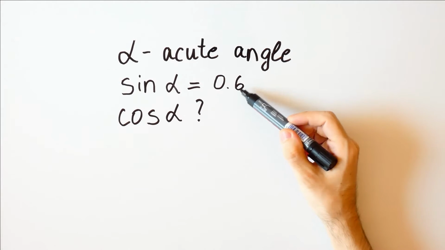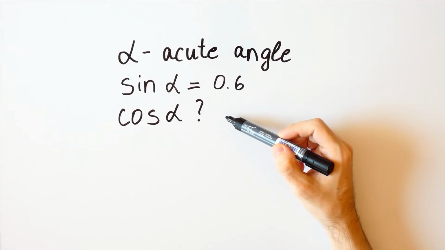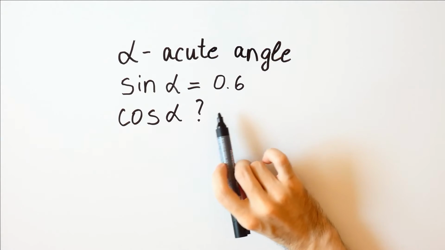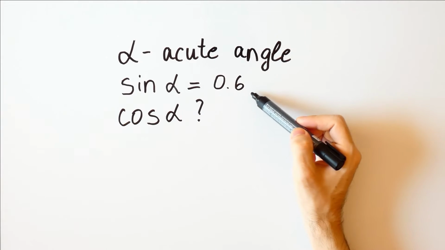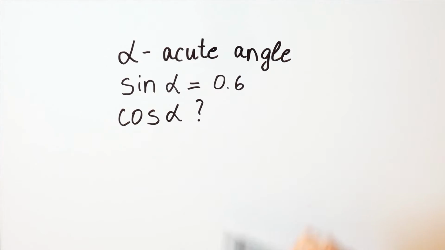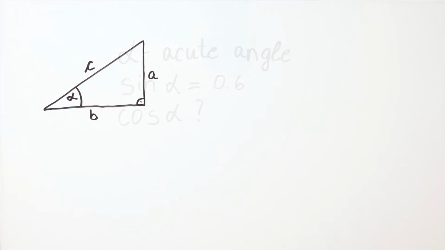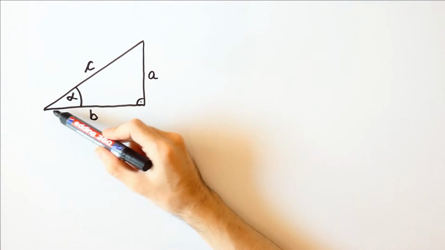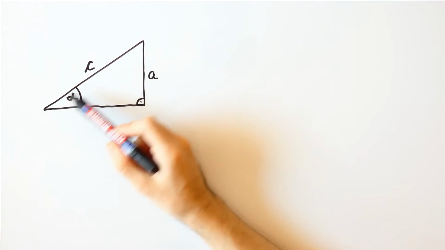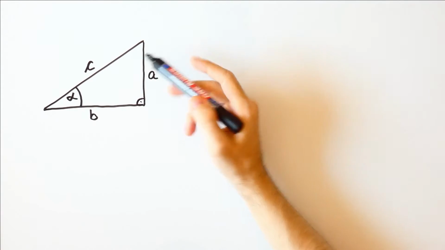Suppose we know the sine or the cosine of an acute angle. Can we calculate the other one? In this case, we know that the sine of alpha is equal to 0.6. The sine of alpha is equal to a over c, and the cosine of alpha is equal to b over c.